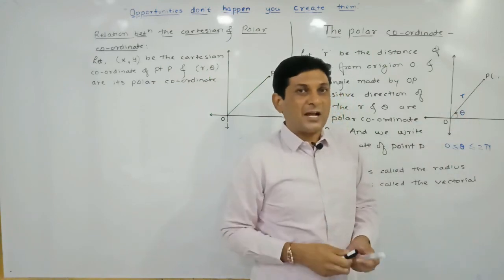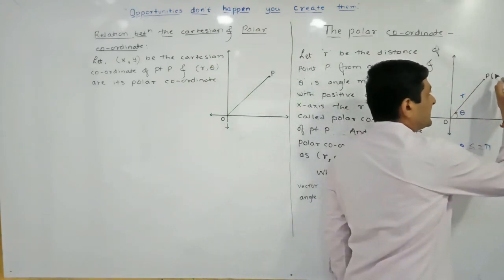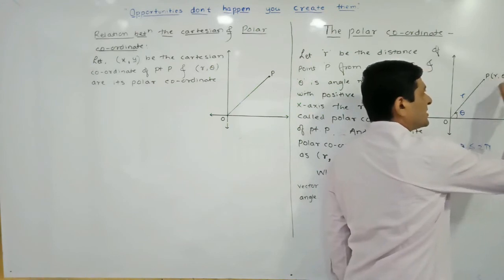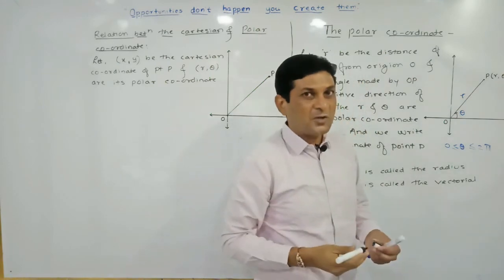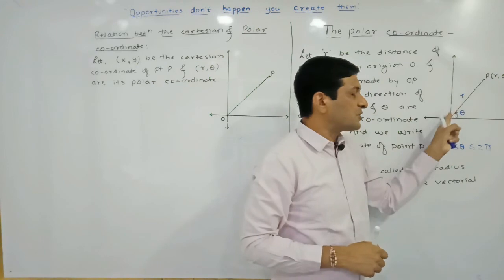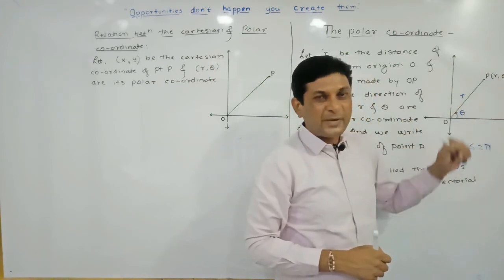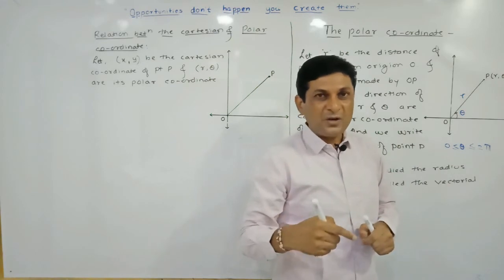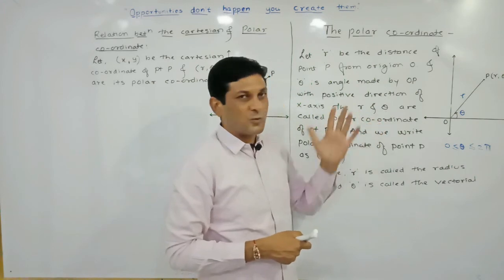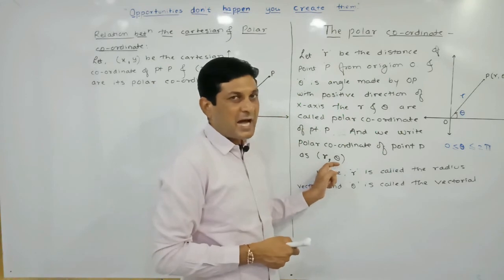If we represent these two values in an ordered pair, such a representation is called an ordered pair. In this ordered pair, first write r, the distance of the point from the origin, and then write theta, the angle made by OP with the positive direction of the x-axis. Then this r and theta are called polar coordinates. We will write the polar coordinates of this point as (r, theta).